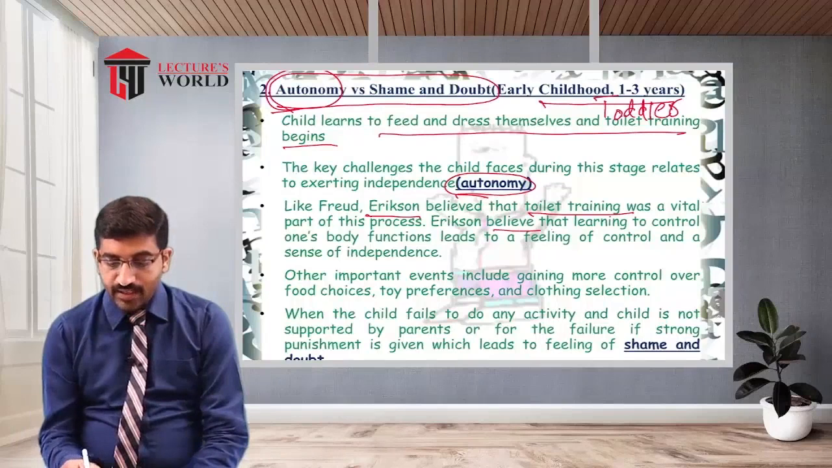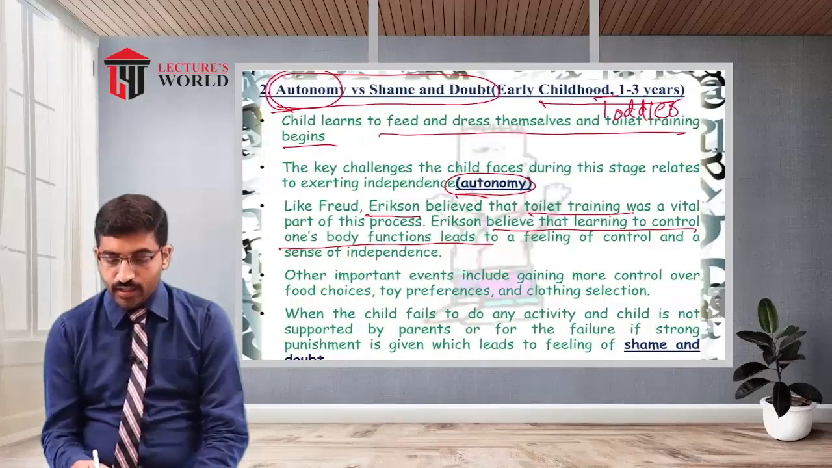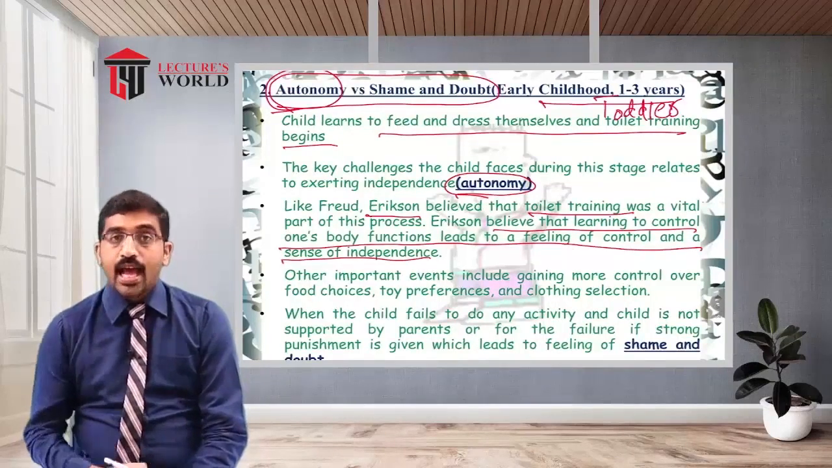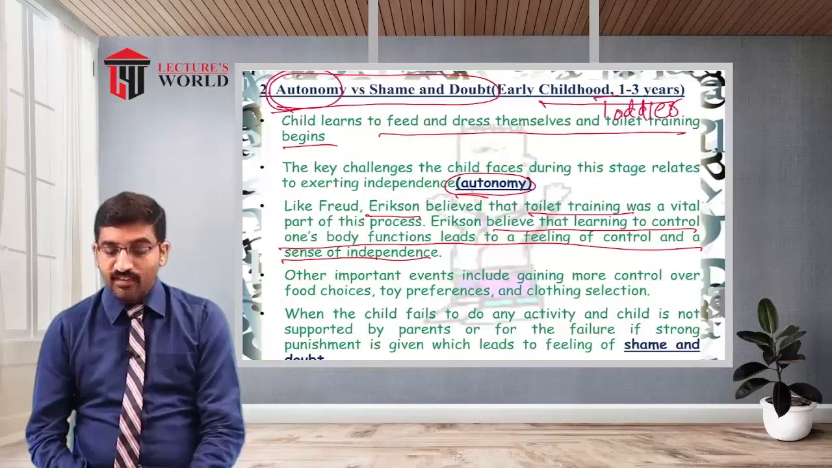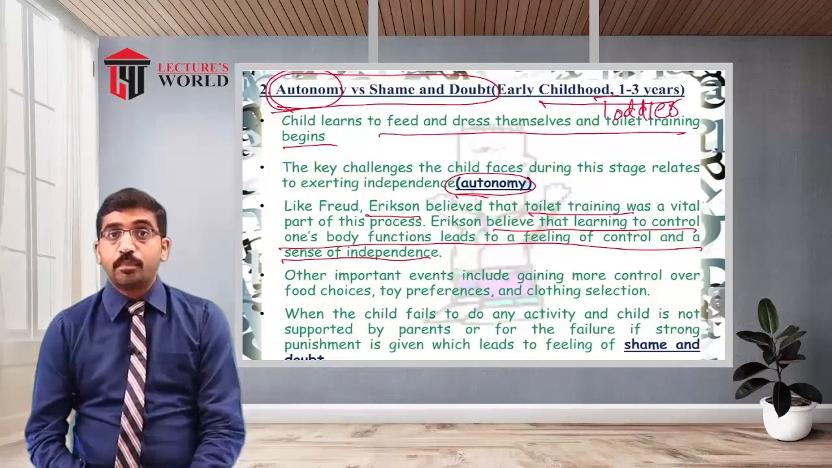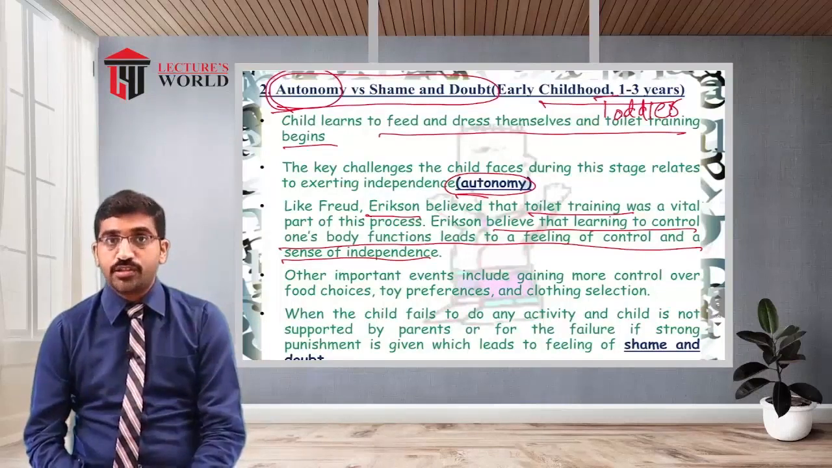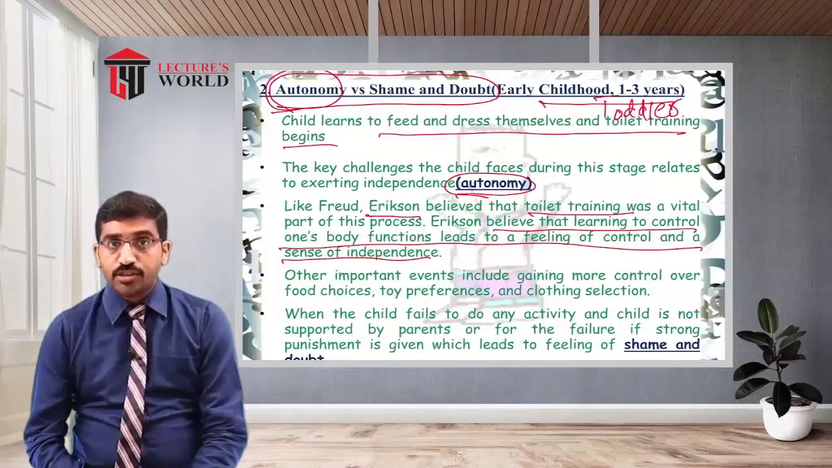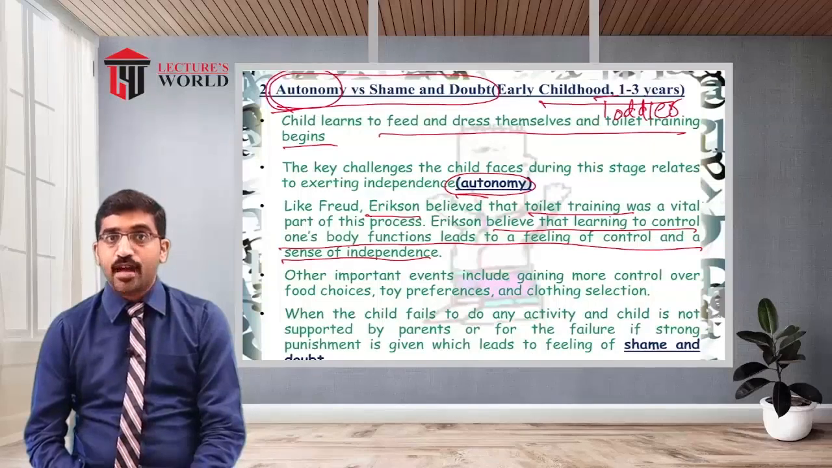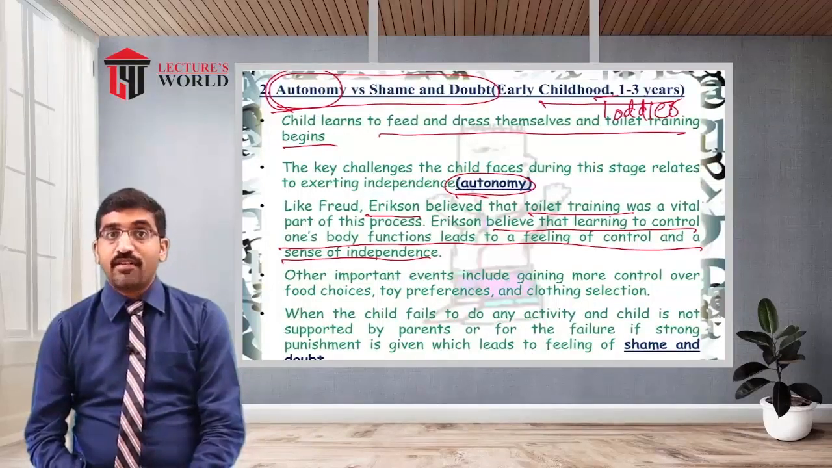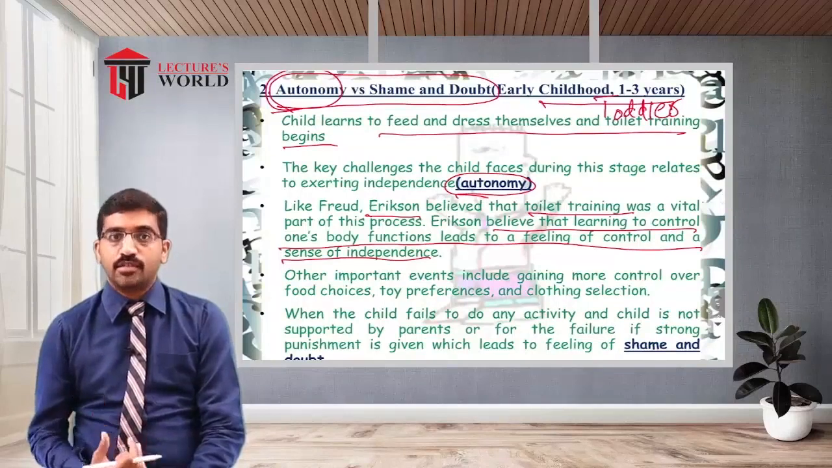So Erikson believed that learning to control one's body function leads to feeling of control and sense of independence, because they have been trained how to control their body feelings. Like if I want to pass stool, where I should pass stool, whether I should go to washroom, then I have to sit, then I have to pass, or else whether I should pass wherever I feel. So this type of attitude the child develops, and they are being controlled.